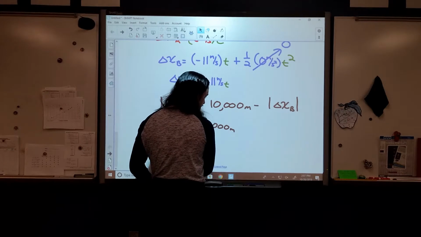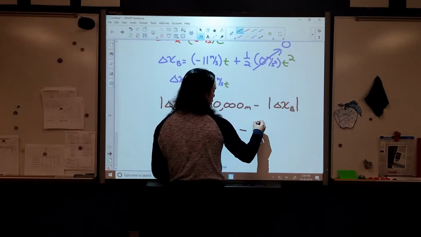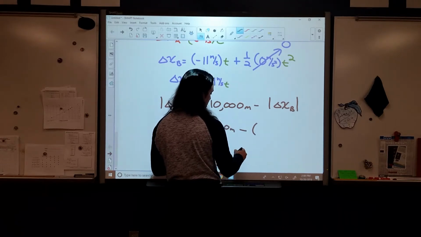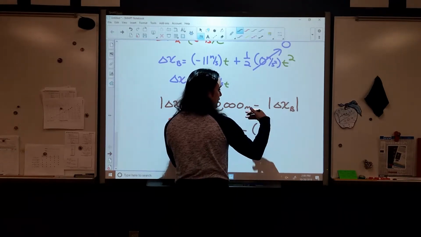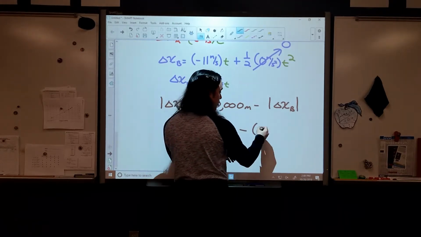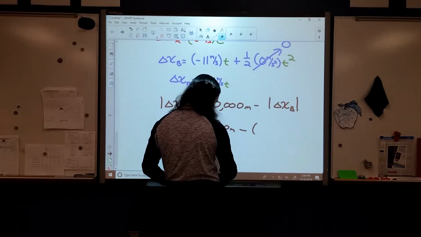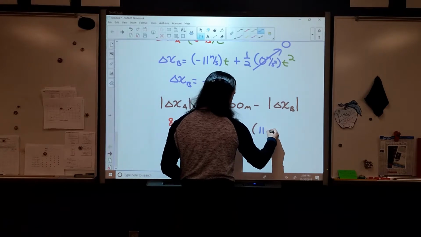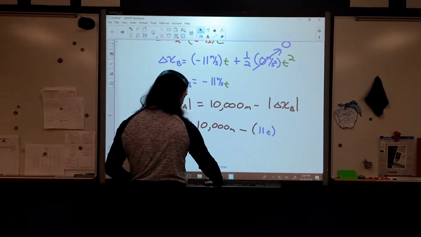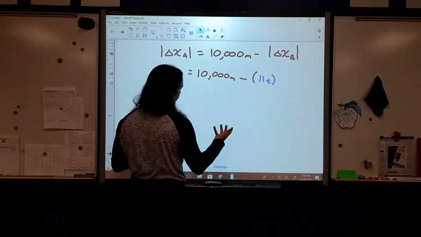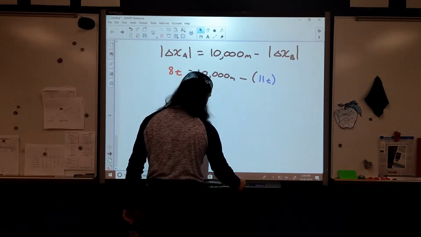All right. Minus, and here's where the magnitude's important. So we had negative 11t, but since I'm taking the absolute value of the magnitude, I want just the number, which is going to be 11t. Oh, let me do that in blue so that we can see it more clearly. This is runner B, 11t. Great. Okay, well, I could add this back over, which is probably what I should have done in the first place.